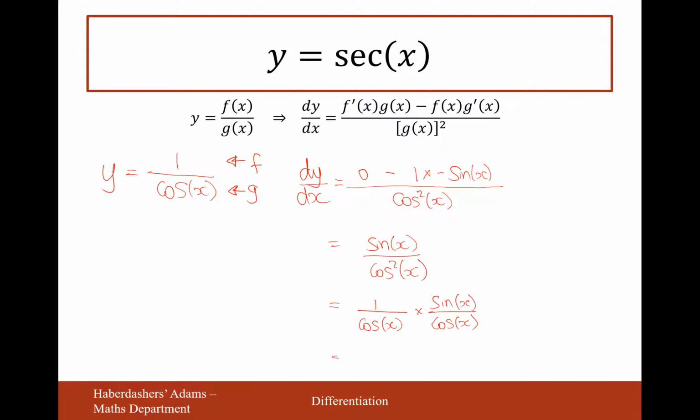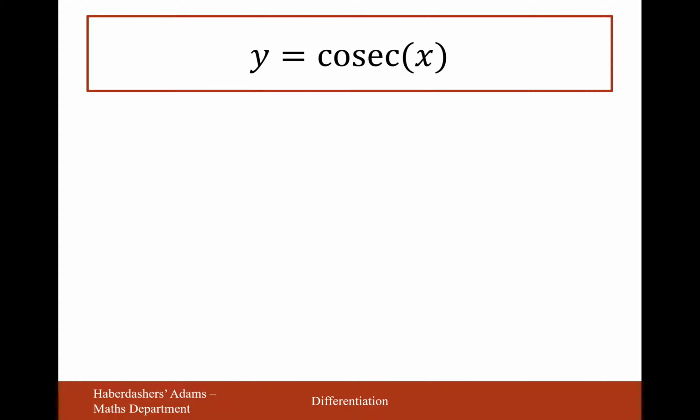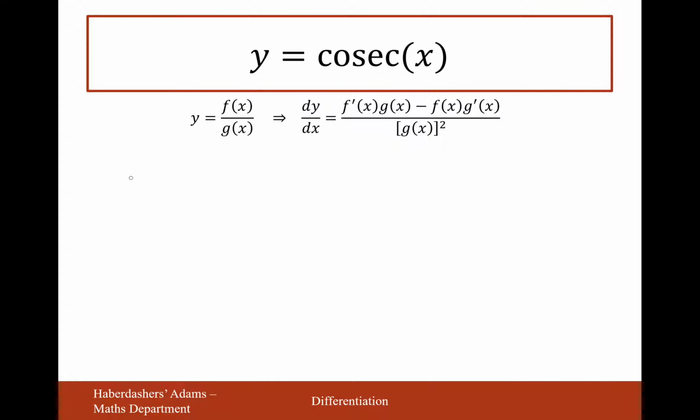So therefore the answer to this derivative is sec x tan x. Okay, so there we are, that's the answer to this question. Moving on to the next one, you can probably guess what the next one's going to be, cosec x. Let's get started on cosec x. Once again, we're differentiating using the quotient rule.